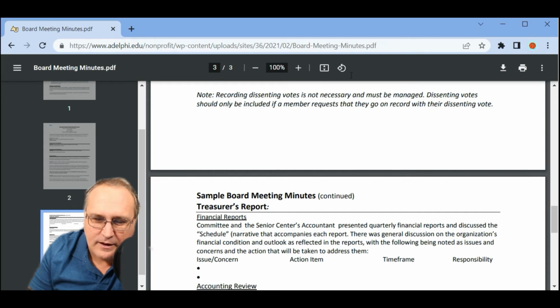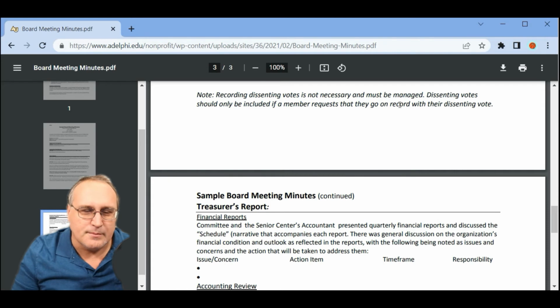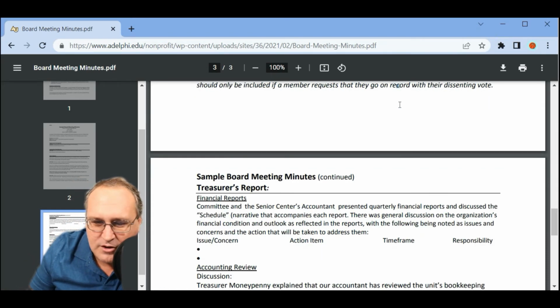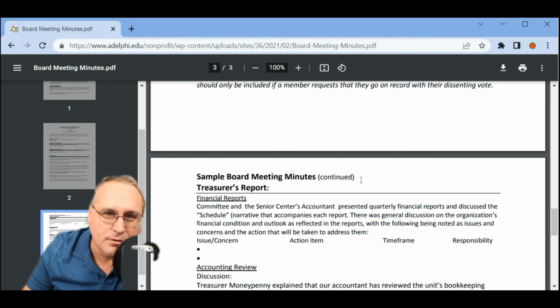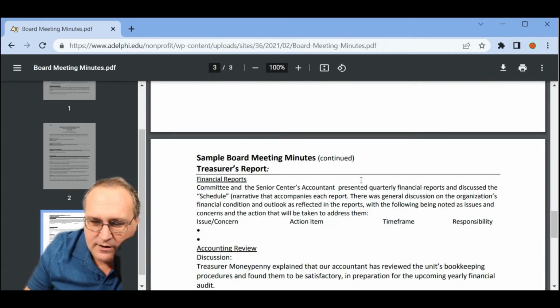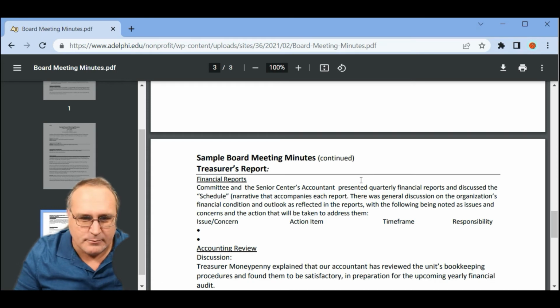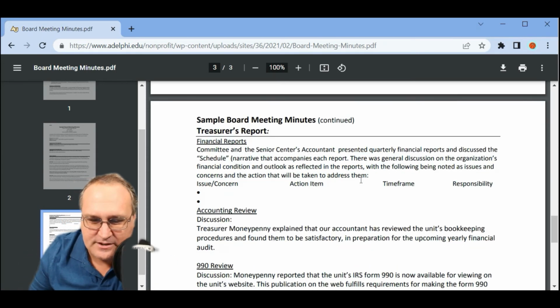So, now they're advising that dissenting votes should only be included if a member requests that they go down with their dissenting vote recorded. That's up to you as a matter of style. I usually record who votes which way. That's a little more detailed than what other people do in most cases. Again, check your corporate code, check your bylaws, but you may not have to put down in your minutes who voted exactly which way. Just did you have a majority? Did you not have a majority? I like to tabulate it and be very specific.